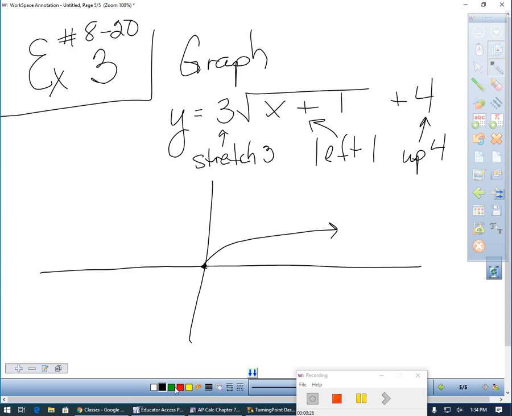if I stretch that, first of all, it's going to become, like I'm pulling up on it, it's going to become steeper. So it's actually going to be up here, right? That's the stretch. Then I'm going to take this and go to the left 1 and up 1, 2, 3, 4. So my actual finished one is this green one that's moved to the left 1 and up 4. So it's up here.